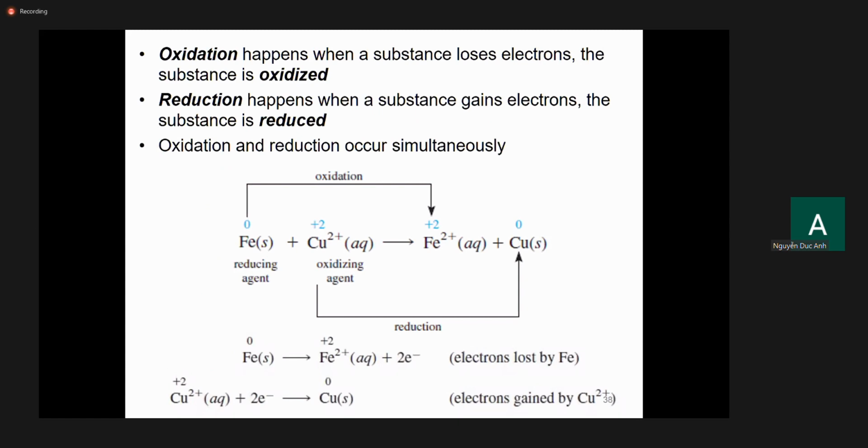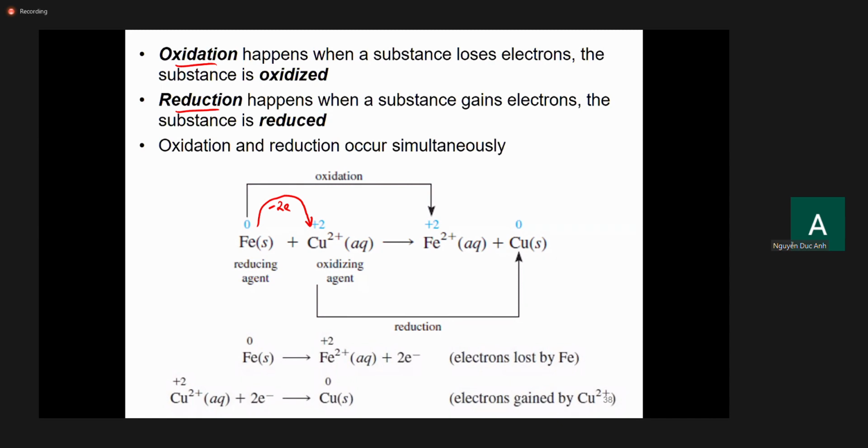So in the case of a redox reaction, you will have two processes, which we call the oxidation process and the reduction process. The oxidation process happens when a substance loses electrons. As I said to you, the electrons move from the iron to the copper 2+. So iron donates 2 electrons, or loses 2 electrons, and iron becomes iron 2+. We call that process oxidation.